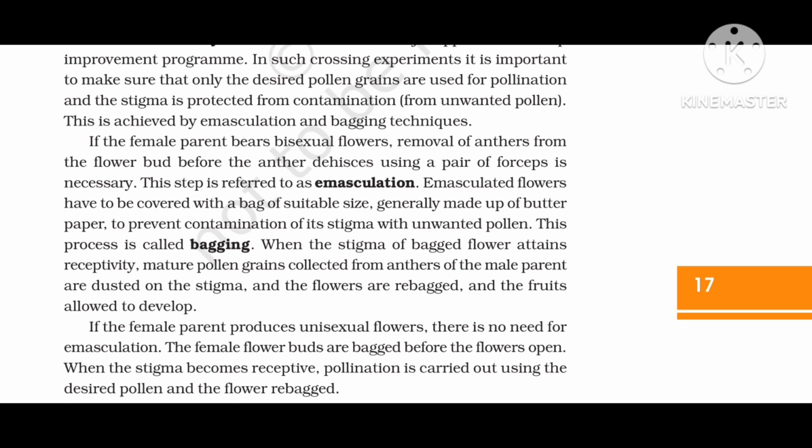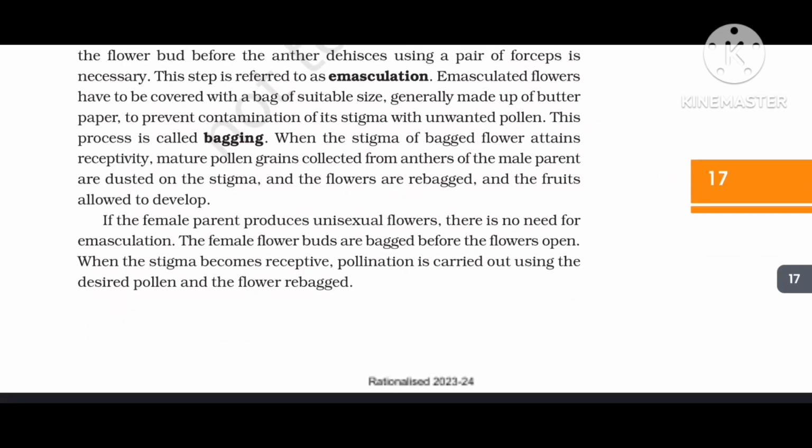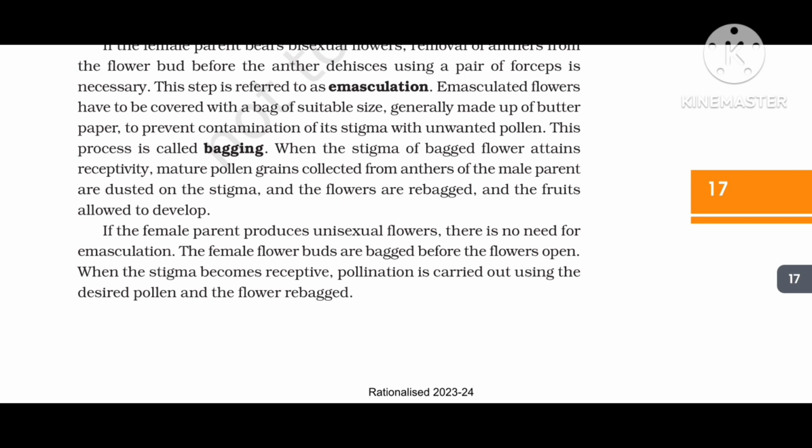The central cell after triple fusion becomes the primary endosperm cell (PEC) and develops into the endosperm, while the zygote develops into an embryo.